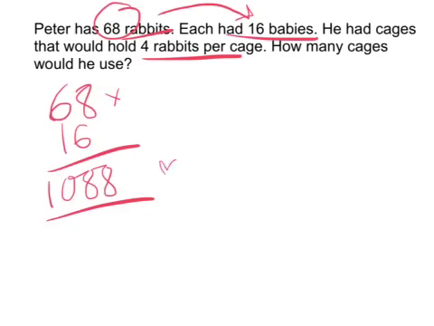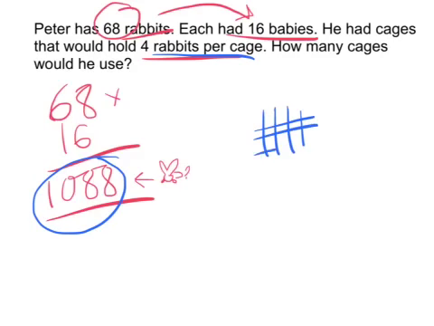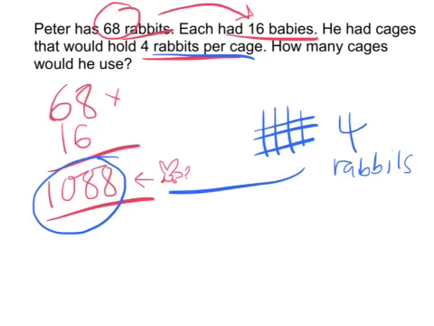You've got this many rabbits. There they are. You've got 1,088 rabbits. Okay. So, gee, that is a lot of rabbits. Anyway, he had cages that would hold 4 rabbits per cage. Right. How many cages will he use? Well, if there's 1,088 rabbits and each rabbit cage will hold 4 rabbits, okay, how many cages are we going to need? You've got to work out how many 4s go into 1,088. Okay, when are you going to run out of rabbits? When are all the cages full?